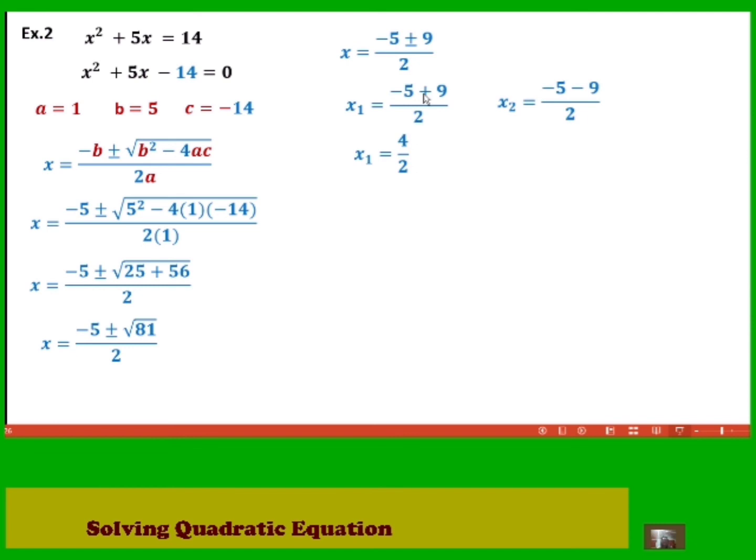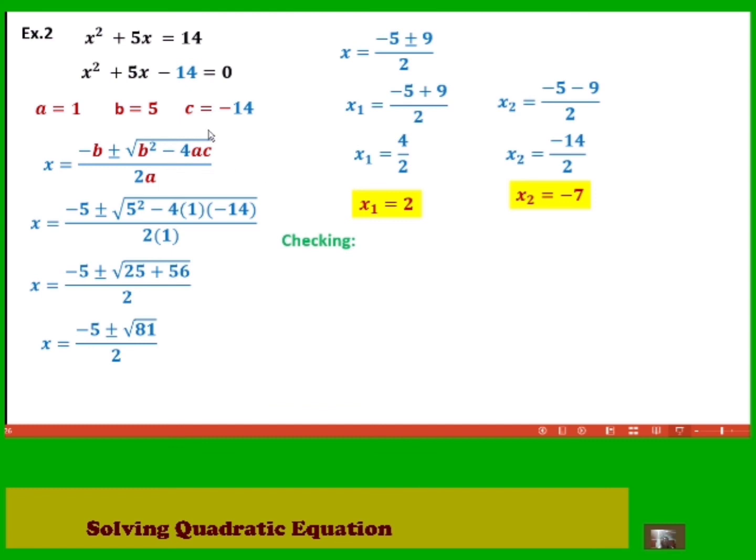Simplify. Negative 5 and positive 9 is 4. 4 divided by 2 is 2. Negative 5 and negative 9 is negative 14. Divided by 2 is negative 7. So these are the two values, or the roots, of the equation.